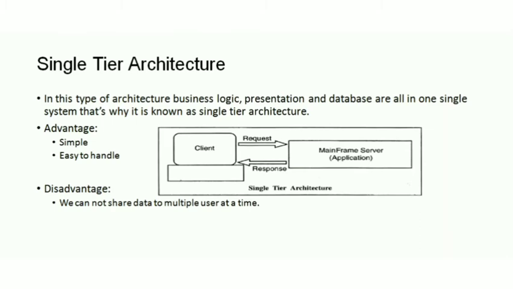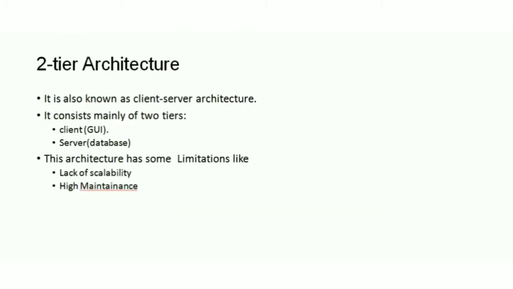Then we move on to our second part, that is the two tier architecture. Two tier architecture is also known as client server architecture, because there are two different entities: first one is client and the second one is server. The first system works as the client part, the second system works as the server part. It consists mainly of two tiers, client and server. The client part performs the graphical user interface part, or we can say the interaction part, presentation part, and the server part performs the database part.